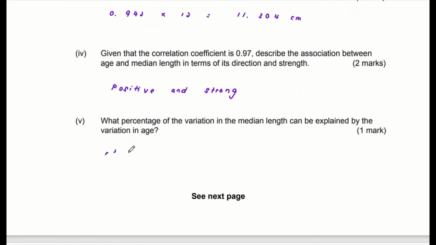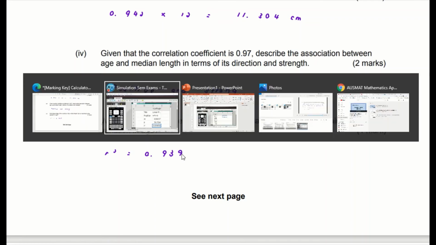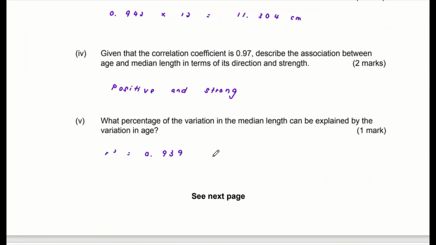So R square is equal to 0.9397. Okay. So the percentage that can be explained is going to be 93.97. Alright, so that's the way. No need to copy everything, because you want to spend more time actually thinking about the question rather than using it to copy down the full sentence. Okay, so that's part 5.